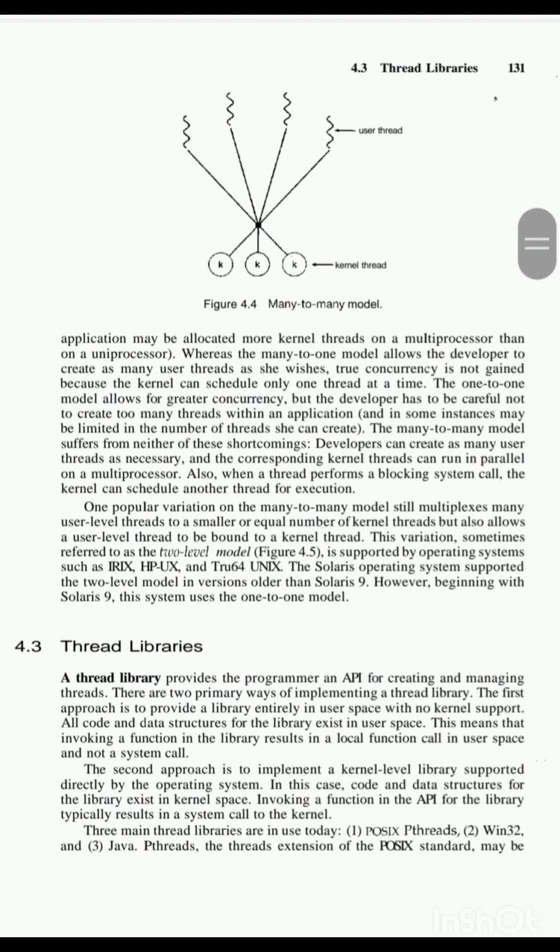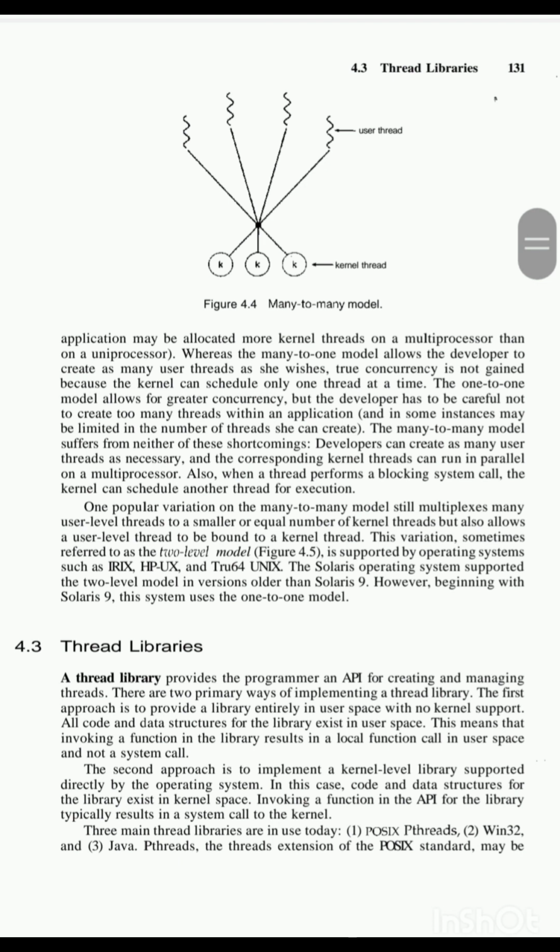So we can consider the 4.4 diagram in the textbook. It says that the many-to-many model allows many user threads to be mapped to many kernel threads. It allows the operating system to create a sufficient number of kernel threads. When a thread performs a blocking system call, the kernel can schedule another thread for execution.